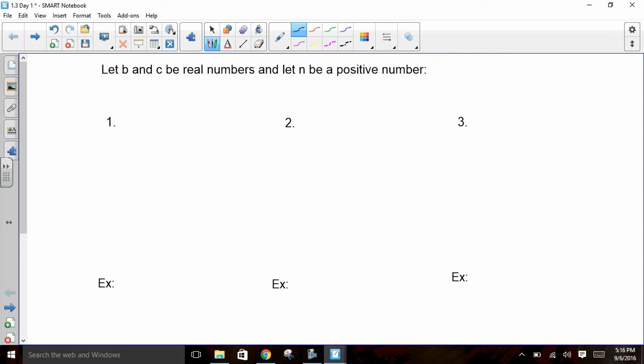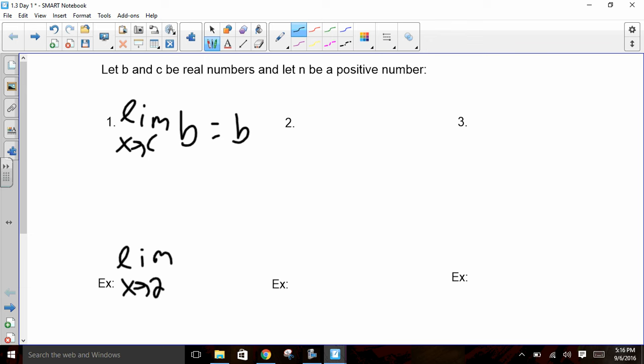So if we're trying to find the limit of a number, say the limit as x approaches c of b, that limit is simply that number. For example, if I'm looking for the limit as x approaches 2 of 3, my answer is simply 3. Say I'm looking for the limit as x approaches some number c of x, my answer is just going to be c.